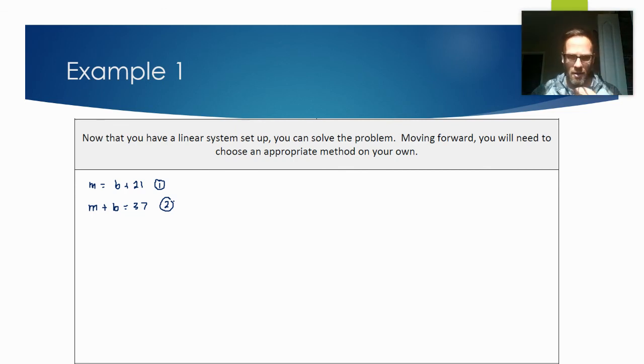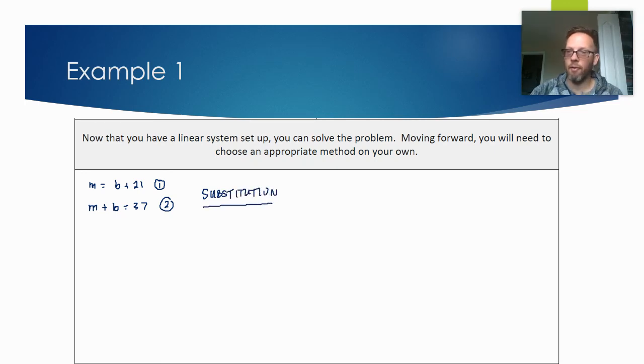So now that we set it up, you have to decide which method you want to use here. Our variables aren't quite lined up, so elimination may not be practical the way it's set up. Noticing that equation 1 is already rearranged for m, I think substitution is the best choice here. You don't have to write this down, but I'm writing it down for emphasis. Substitution would be great. This linear system is tailor-made for substitution.